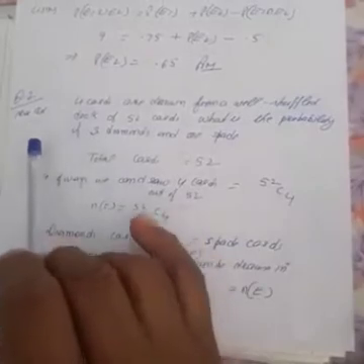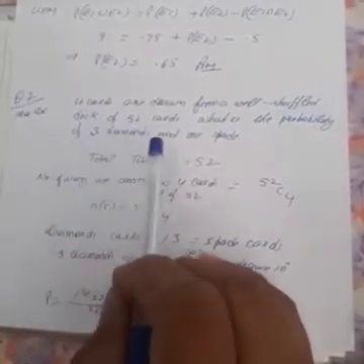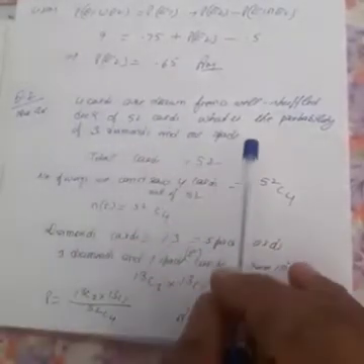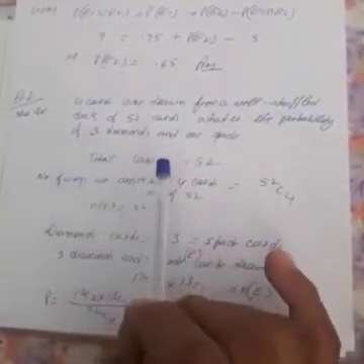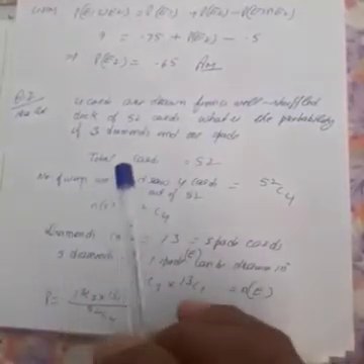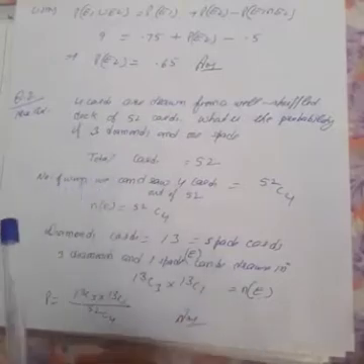So it is the second question. 4 cards are drawn from a well shuffled deck of 52 cards. What is the probability of 3 diamonds and 1 spade card? So you recall the cards. Playing cards, there are 52 cards. There are 4 suits. Every suit has 13 cards. The 4 suits are spade, club, diamond and heart.